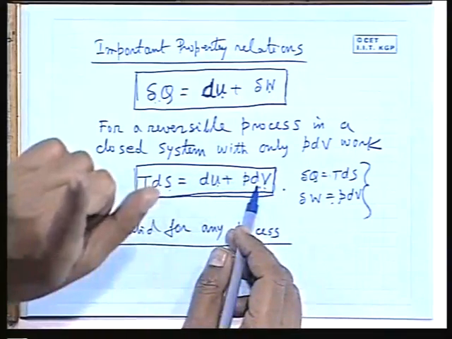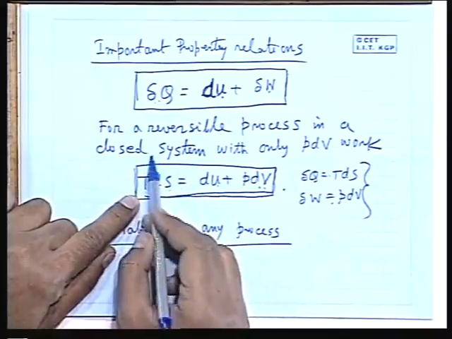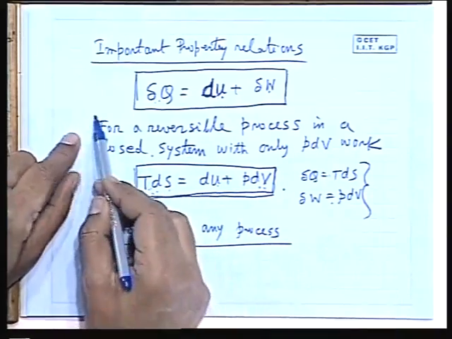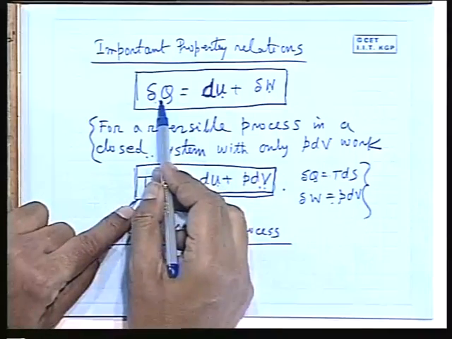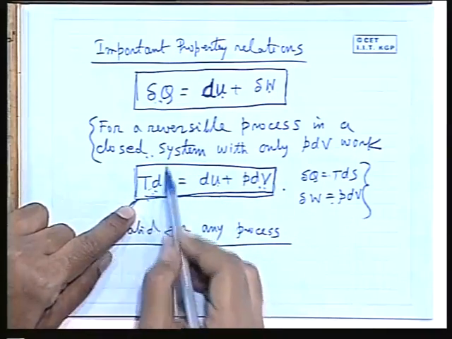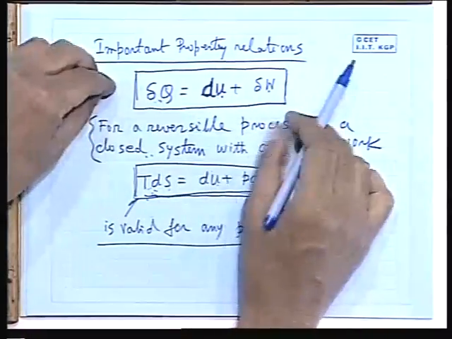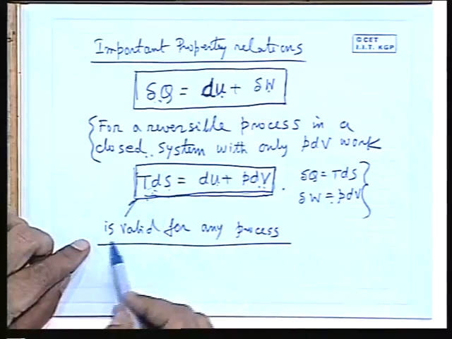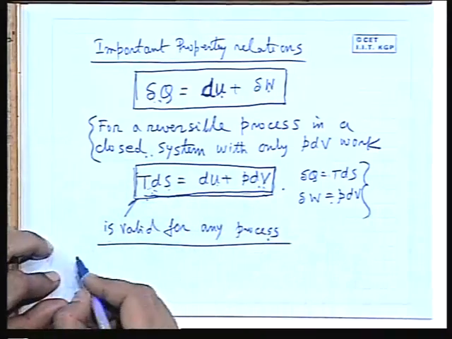But where is the concept? Sometimes we are confused that this was defined with respect to a reversible process. That means a reversible process was used as a tool to define this from the first law of thermodynamics. But when we define this, then we delink this tool. That means we do not use this tool and tell that this is valid as a property relation for any process.